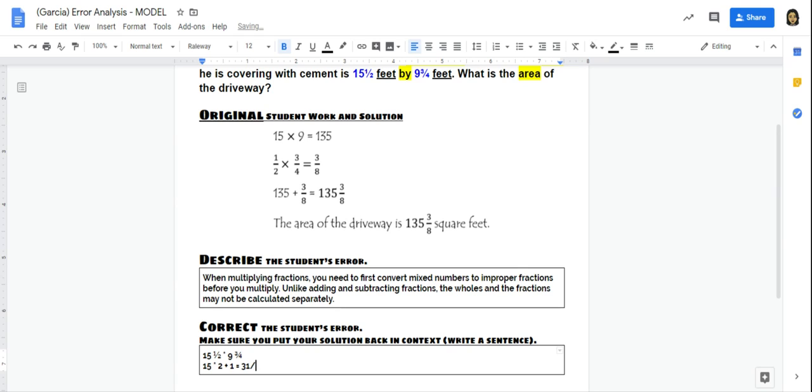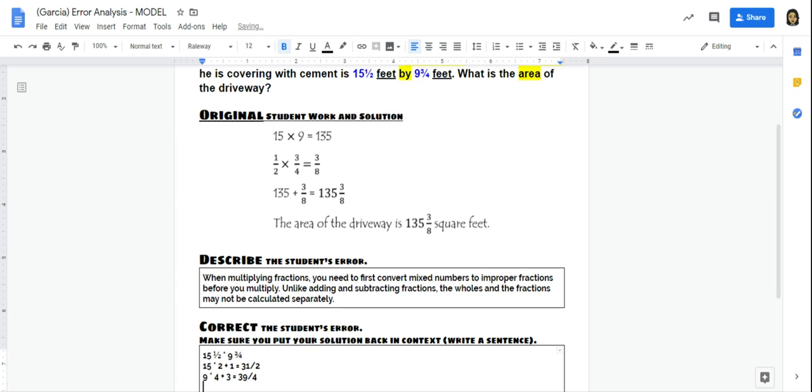And I use the same denominator of 2, so 31 over 2. Then I need to convert 9 3/4 into an improper fraction as well. So I would do the big C, 9 times 4 plus 3. 9 times 4 is 36, plus 3 more is 39. I would have 39 with the denominator that stays the same, 4.